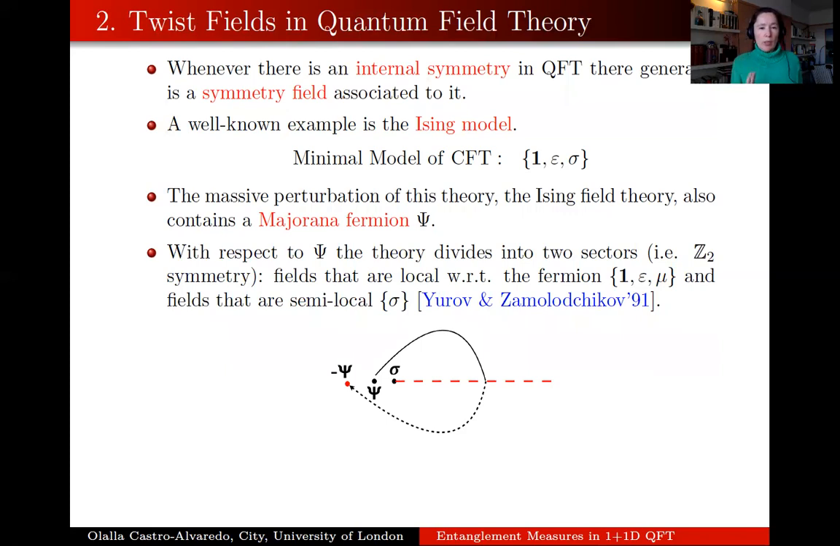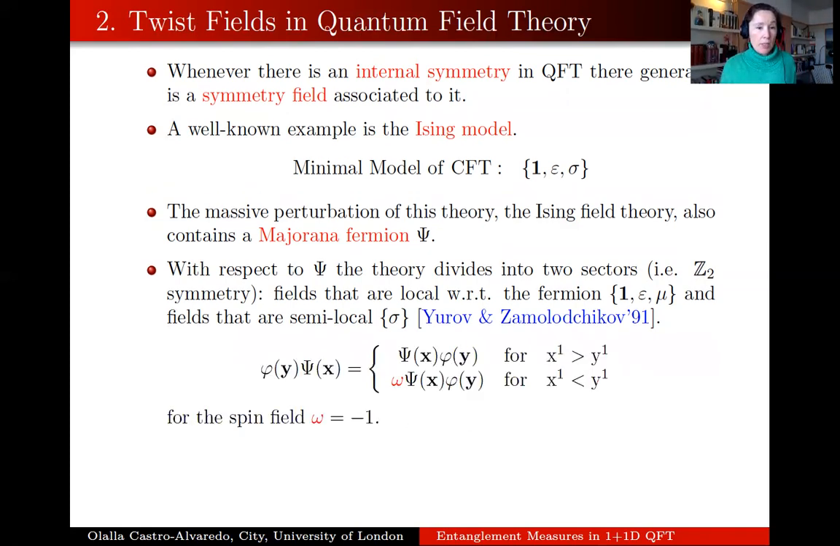Now, in order to describe this mathematically, what we tend to do is associate twist fields with a branch cut in space-time. So a twist field, like sigma, sits at the branch point that initiates a branch cut in space-time, so that when you exchange sigma with another field that is non-local with respect to it, this is akin to going through this branch cut, and in this case, picking up a phase.